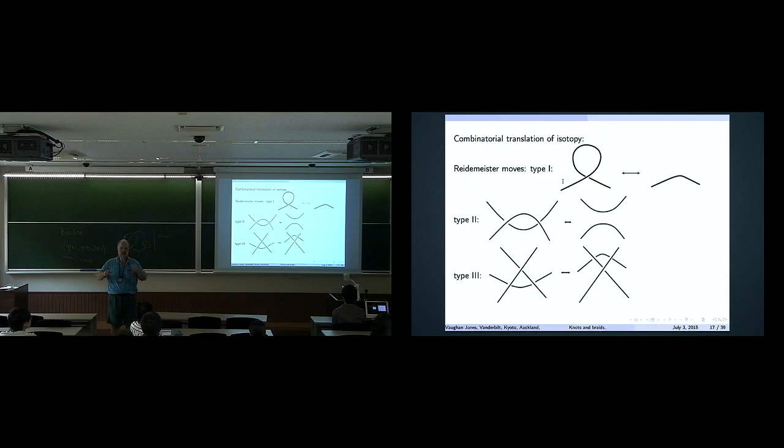If you can get something combinatorial that is invariant and doesn't change under the Reidemeister moves, such things are called invariants. And this Reidemeister theorem gives us the possibility of creating these invariants.